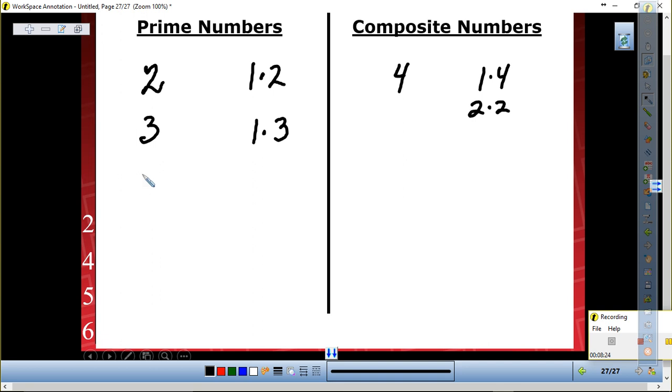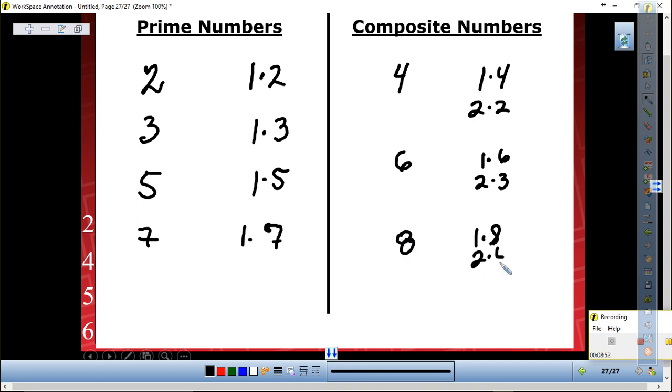Let me give you another one. How about 5? Yes, 1 times 5. How about 6? No, it goes over here, so this is 1 times 6, 2 times 3. How about 7? Yes, 1 times 7. How about 8? No, it goes over here. 1 times 8, 2 times 4. How about 9? No, it goes over here. 1 times 9, 3 times 3. How about 10? No, it goes over here. 1 times 10, 2 times 5. How about 11? Yes, 1 times 11. Now I'll stop right there. But do you get the idea? Prime numbers, 1 and itself. Composite, more factors than 1 and itself.